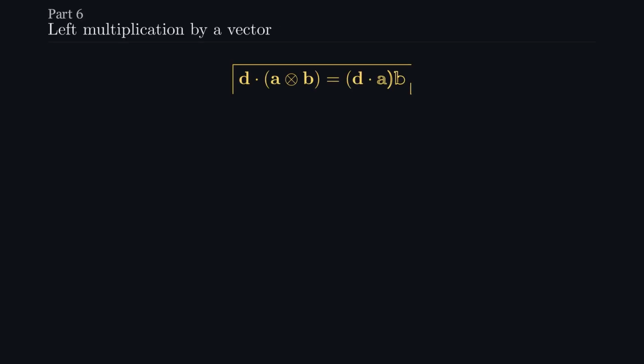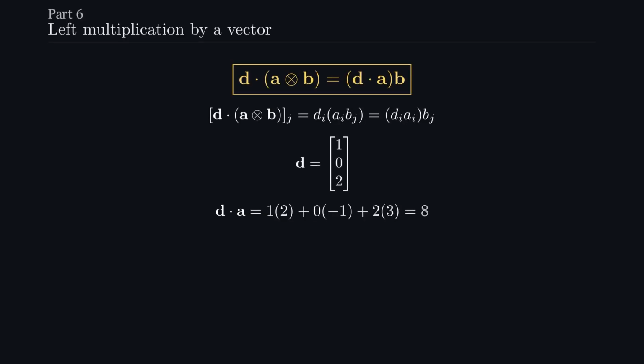The vector can also multiply from the left. The repeated index is now i. So the scalar factor is D dot A. For the chosen vector D, D dot A is 8. And the result is 8 times B.